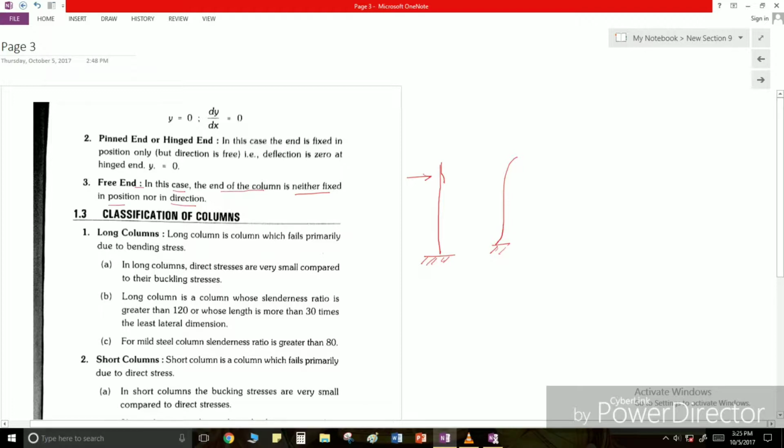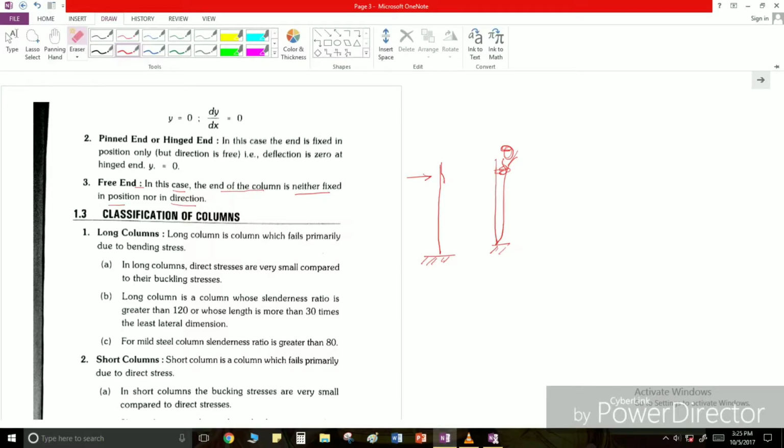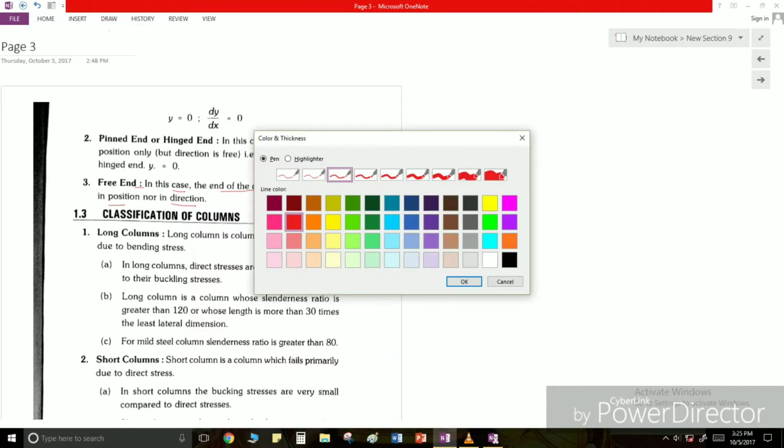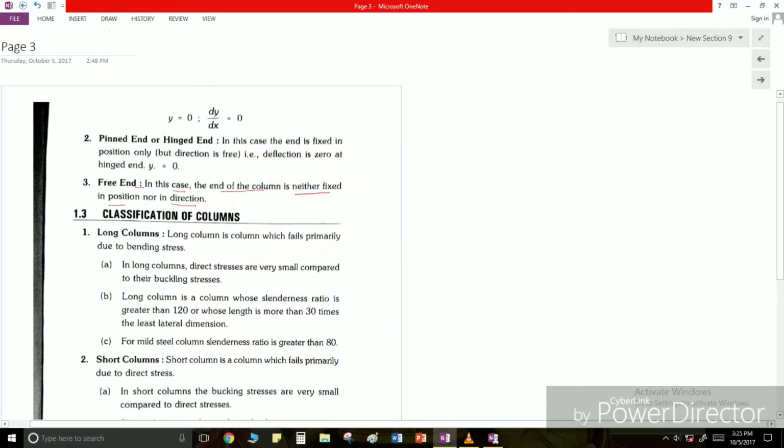Means not only in the position, it is the initial position. So this is deflection and this is rotation. Means in both position and direction it will change. Okay, so that is for now.